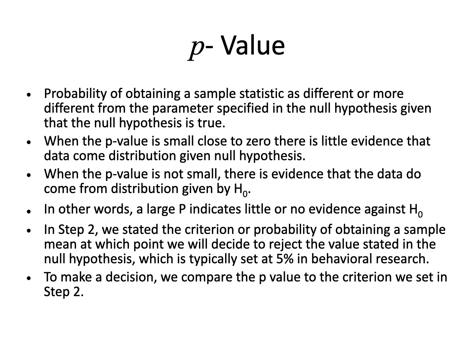And in step 2, we stated the criterion, or the probability of obtaining a sample mean, at which point we will decide to reject the value stated in the null hypothesis, and it is typically set as 5% or 1% in behavioral research. And to make the decision, we compare the p-value to the criterion set in step 2. Basically, we get this p-value from the standard table, like from the z value we can get the corresponding p-value. So once we estimate the z score, then we can get this p-value, or the probability value.